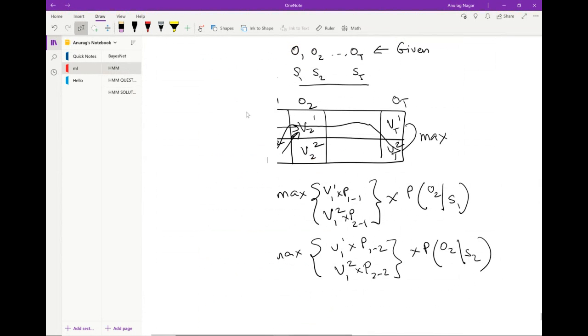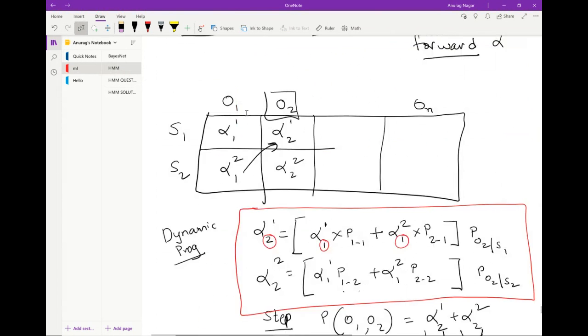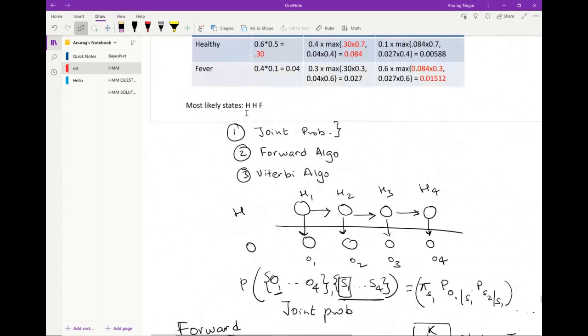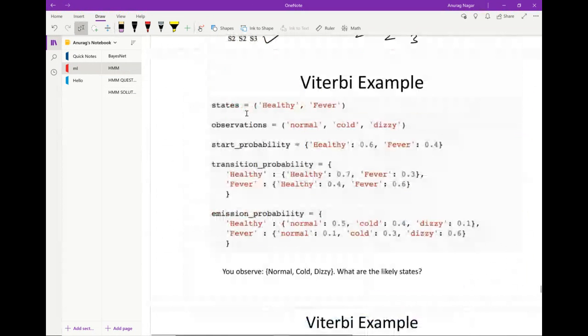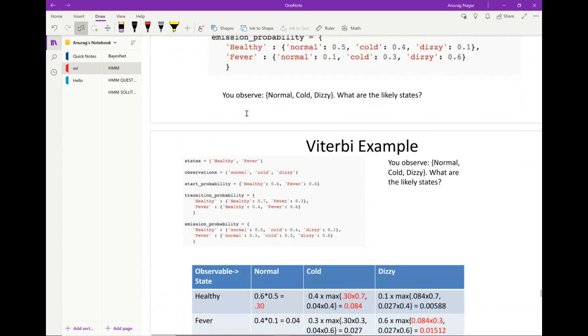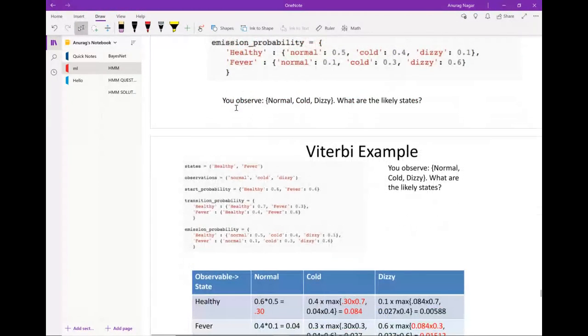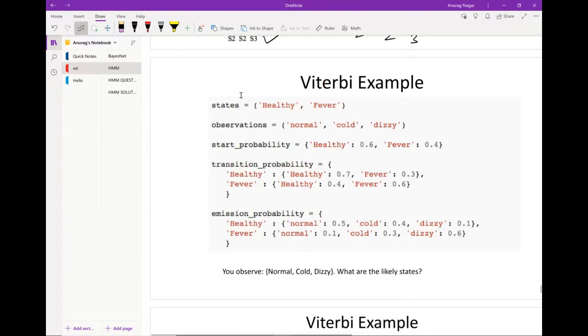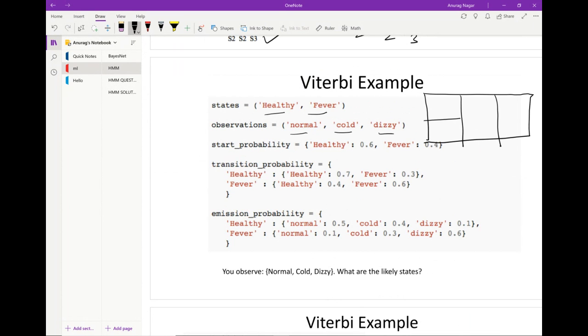Let's look at this one. Maybe this is an interesting one. So you have this data which is given to you, and I need to fill in this Viterbi table. Since there are two states, I'm going to make a very big table, and there are 3 days, 1, 2, 3. There are two states, healthy and feverish. Time 1 normal, time 2 cold, time 3 dizzy.